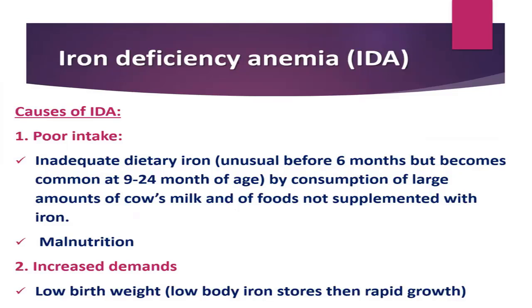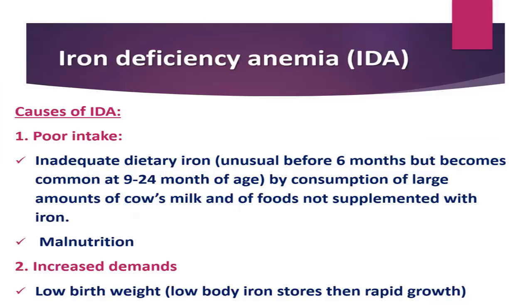Causes of iron deficiency: either poor intake with inadequate dietary iron. This is unusual before 6 months of age, but becomes common at age 9 to 24 months due to consumption of large amounts of cow milk and food which are not supplemented with iron. The second cause is malnutrition, for example, children with kwashiorkor.